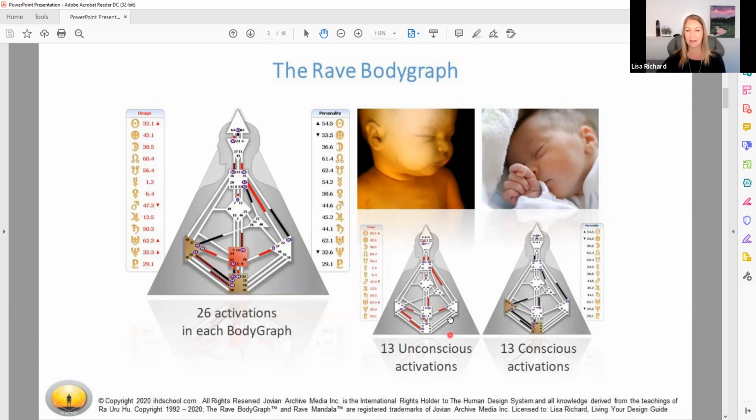And then you have another 13 unconscious activations, and that is pulled by going back 88 degrees of solar movement prior to your date of birth, or about 3 months. Again, it takes a look at where the planets were in alignment and pulls those into your chart. It creates all of those red lines, which are your design.